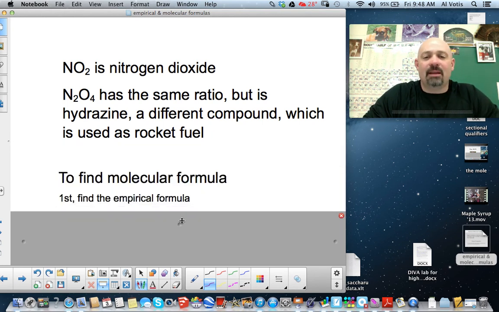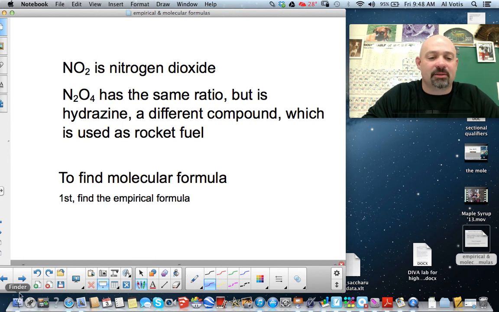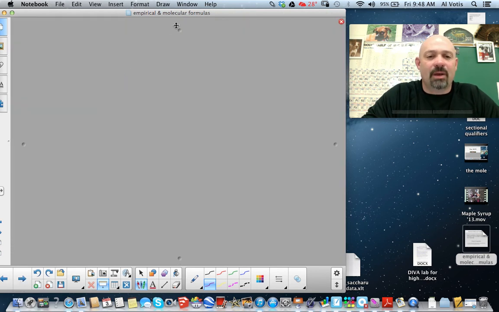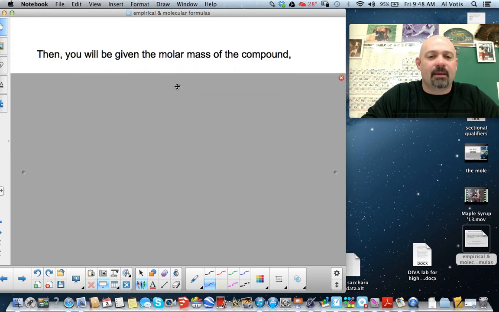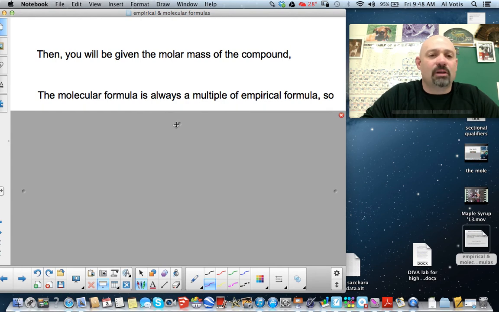Okay. Now, to find a molecular formula is pretty straightforward. We're going to first of all do what we did to find the empirical formula. Everything is the same so far. Find your empirical formula by one of those two methods. Once you have the empirical formula, then in the problem you will be given the molar mass of the compound. Without that, you can't find out your molecular formula. And the molecular formula will always be a multiple of your empirical formula. So either 1 times, 2 times, 3 times, 4 times, however many times bigger than the empirical formula it will be.